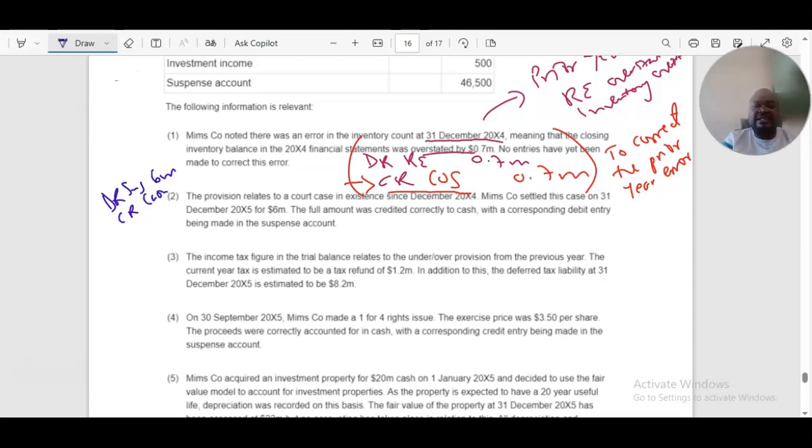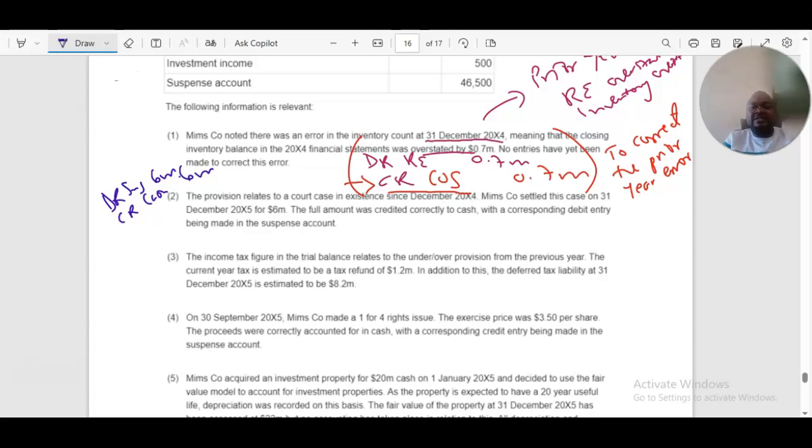Okay, they credited cash, that is how much here? 6 million. This is what they did. The full amount was credited to cash with a corresponding debit entry made in the suspense account. But are we happy to just have a suspense account when we know what to do? In this case, we know that this is a provision account. No need to debit the suspense account.